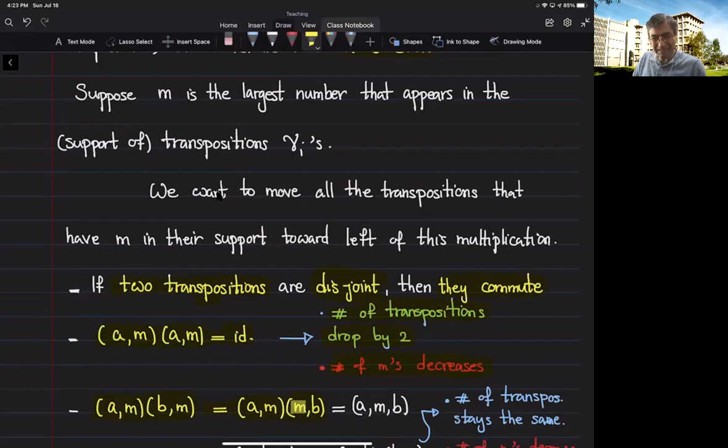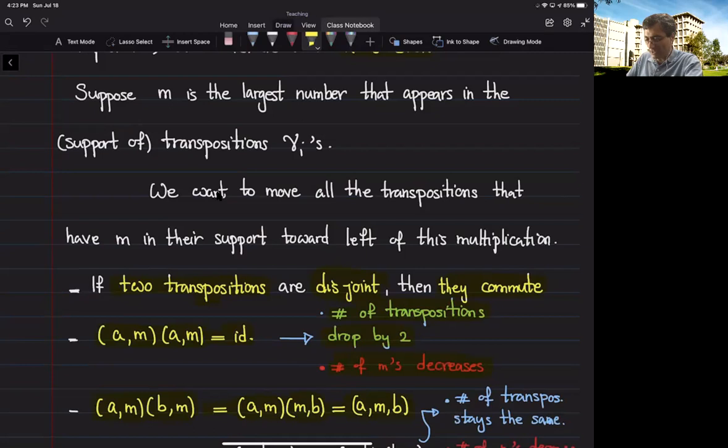Therefore, I can use the linking relation and write this as this 3 cycle. Now, what do I want to do? Remember, I want to write this as a product of transpositions where the number of transpositions do not get more than 2. So I want to write it essentially as product of 2 transpositions. But I want to make sure that the number of appearance of m decreases.